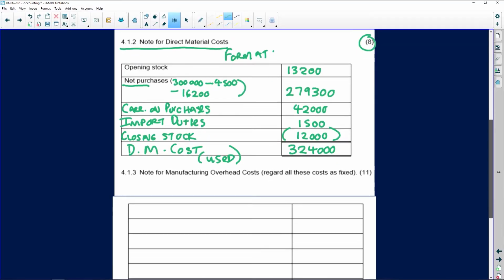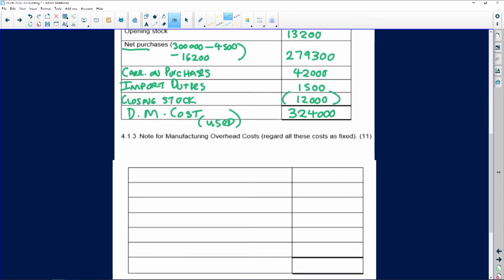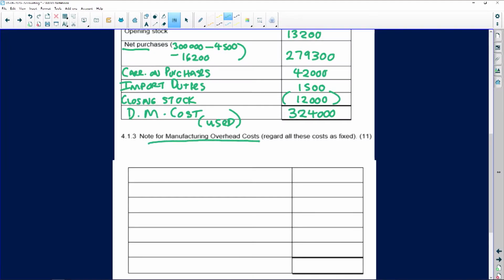I'm hoping you guys are still following and still paying attention, because even though some of this is a repeat, it is absolutely important, guys. It's a lovely section. I keep on saying that because it truly is a good section in the exam. And again, you want to score maximum for this particular section. Then the next bit of information given is my note for manufacturing overheads.